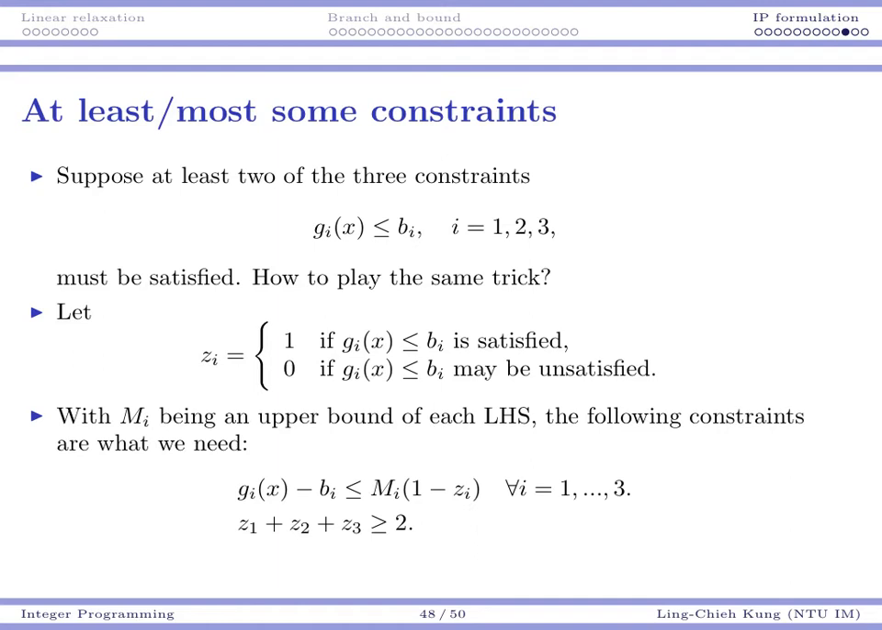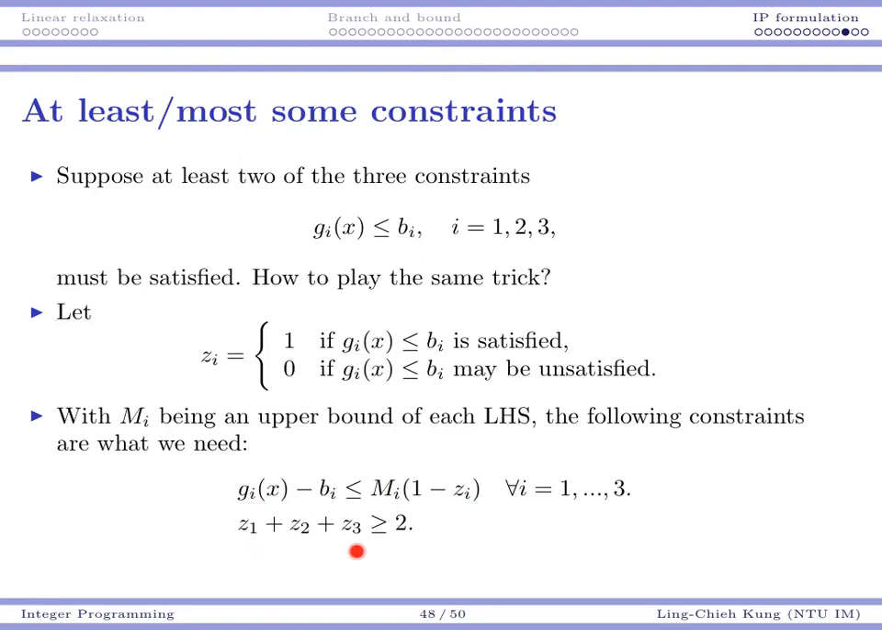You are allowed to select at least or at most some constraints. If you have 3 constraints here, and you want to satisfy at least 2 of them, then all you need to do is the following. You set zi to be 1 if it is satisfied, and zi is 0 otherwise. Then we're going to create 3 constraints here. Each constraint is just like what we just observed, right? And when you want to satisfy this constraint, you only need to set zi to be 1. Ta-da! This constraint is satisfied.